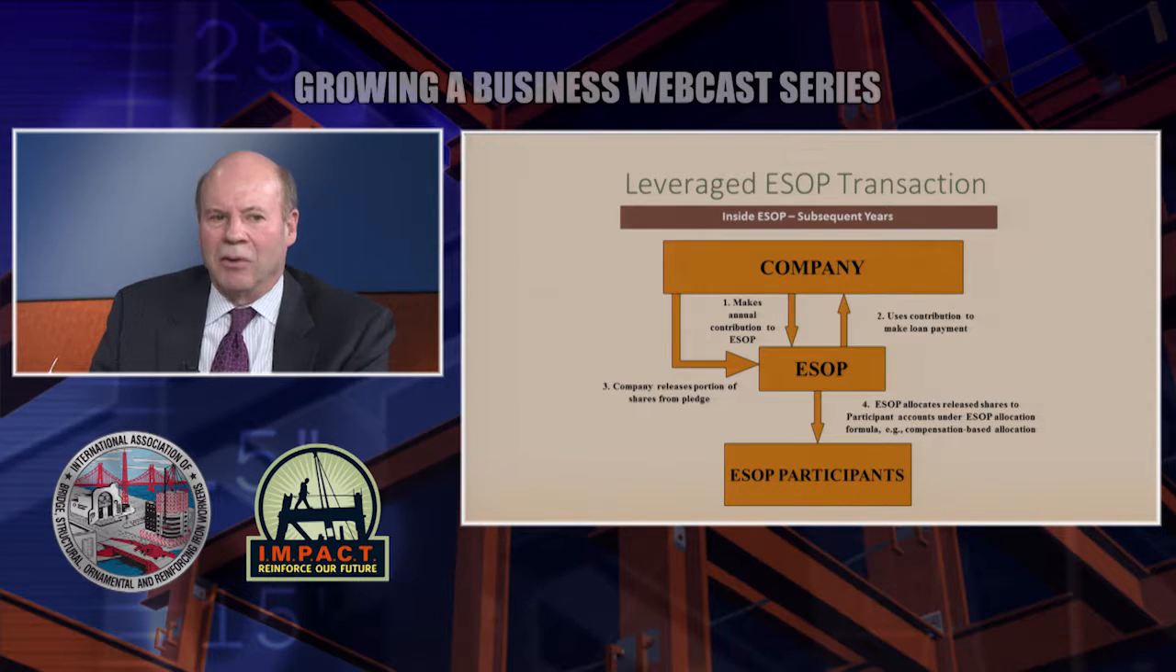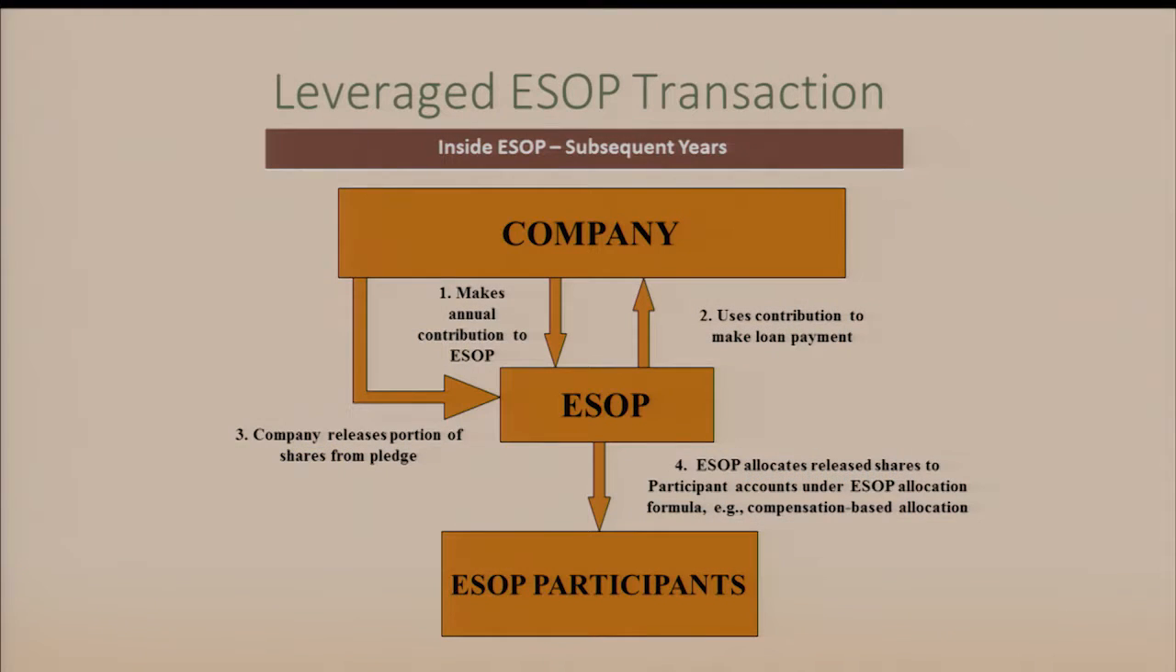In future years, the company is making annual contributions to the ESOP, and the ESOP is taking that money and using it to make a loan payment for that year. And in step number 3, as the loan payment is made by the ESOP, the company is going to release a portion of the shares from the pledge. Once that happens, in step 4 on the lower right, the ESOP is going to allocate the released shares to the participant accounts. Those will be released under the ESOP allocation formula, and the one we illustrated here is just compensation-based allocations.